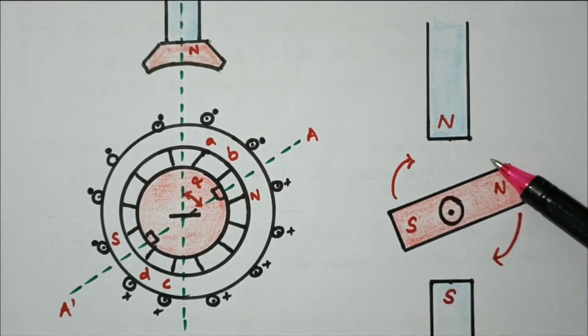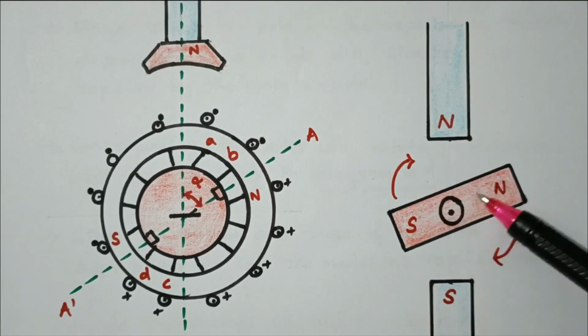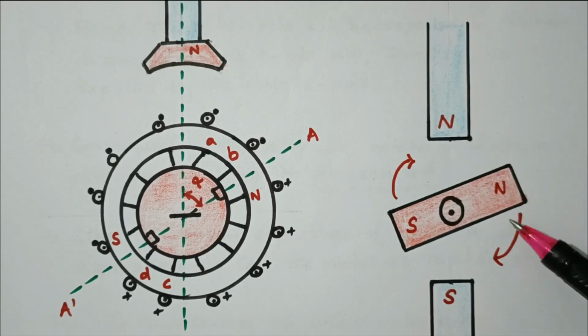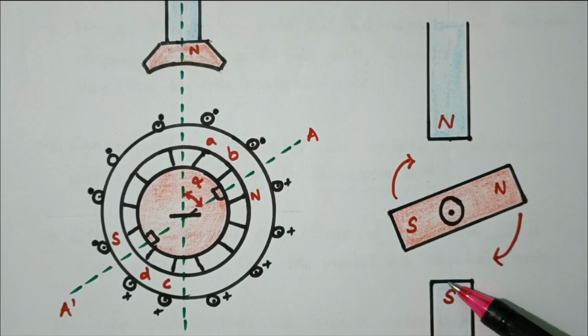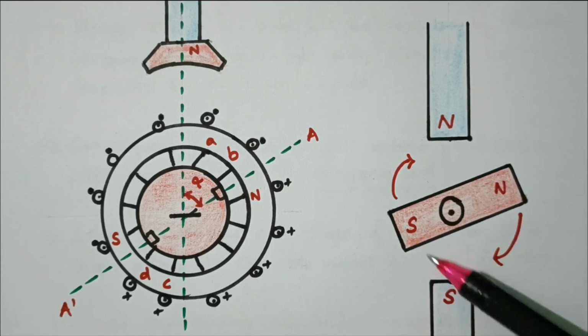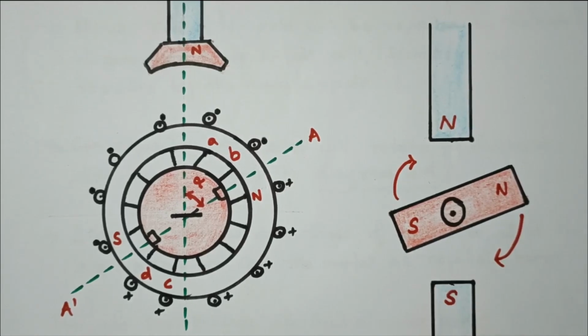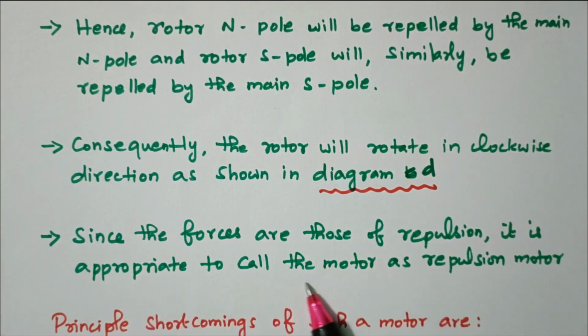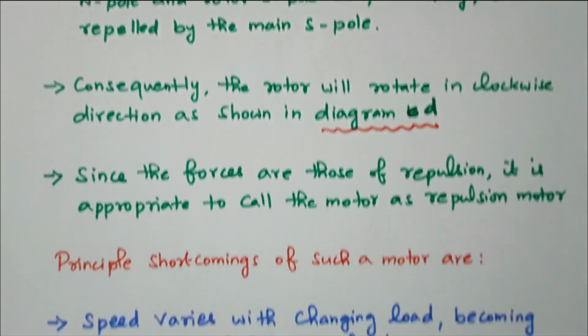Mainly we are focusing on repulsion, not attraction. This is the repulsion motor, so the basic principle is repulsion. Repulsion takes place between the main pole and rotor pole here also. Since the forces are repulsive, it is appropriate to call the motor a repulsion motor.